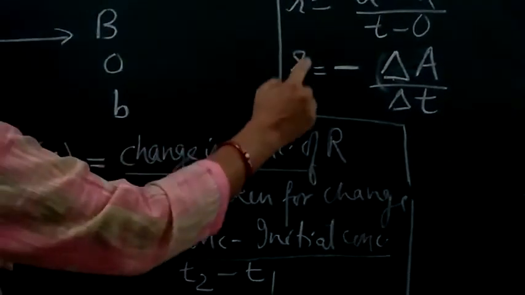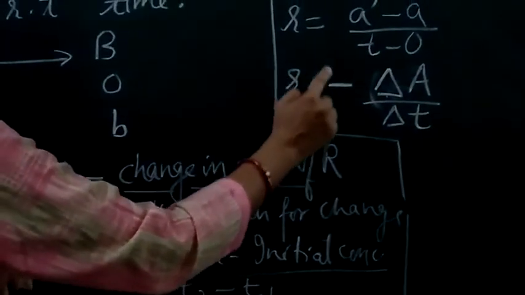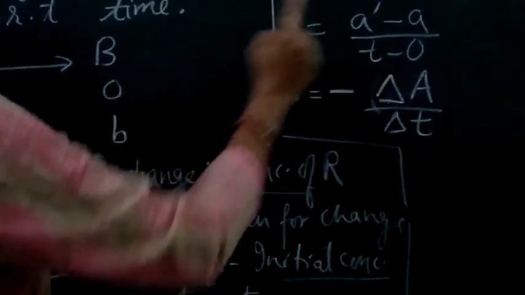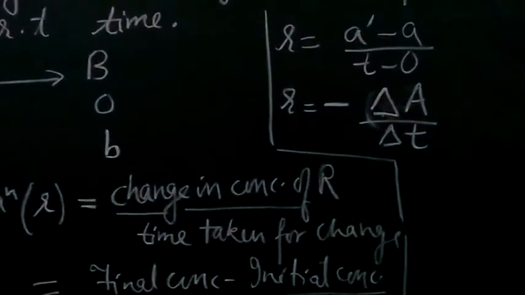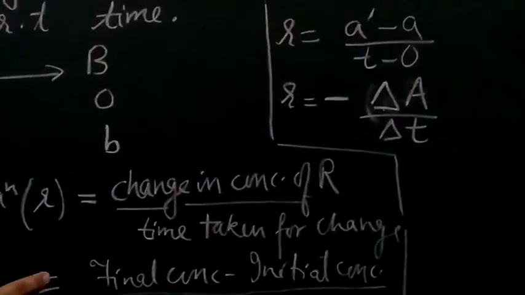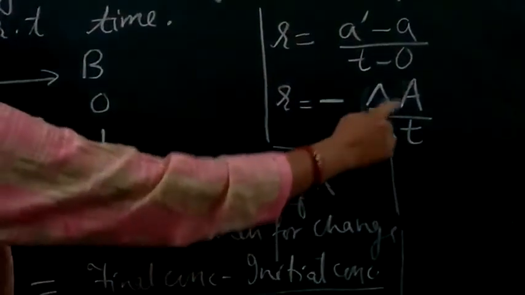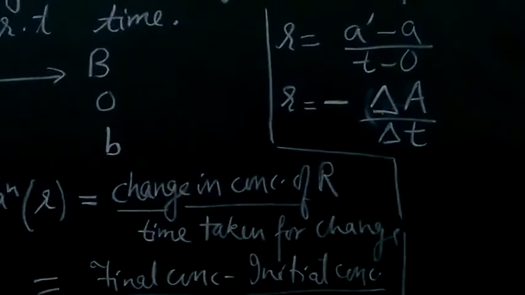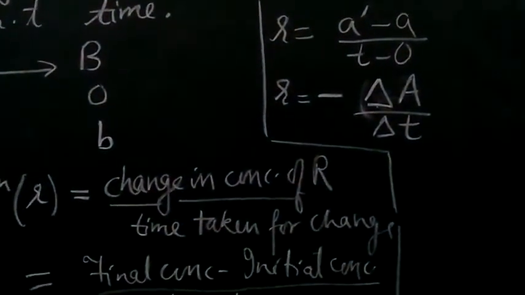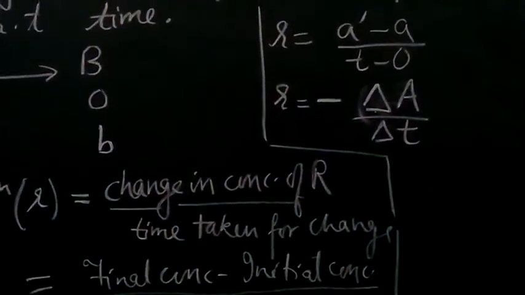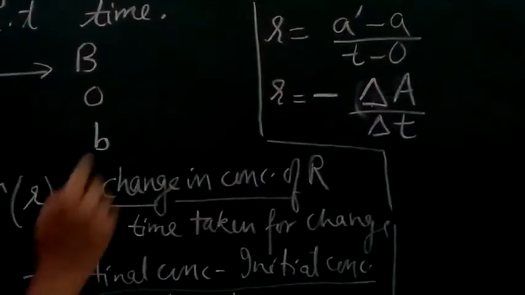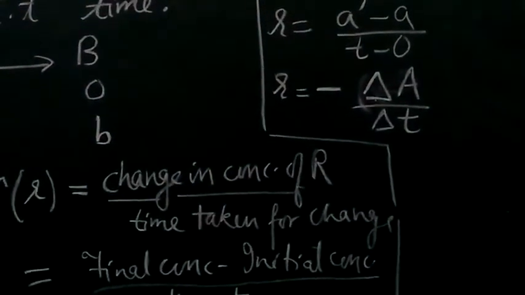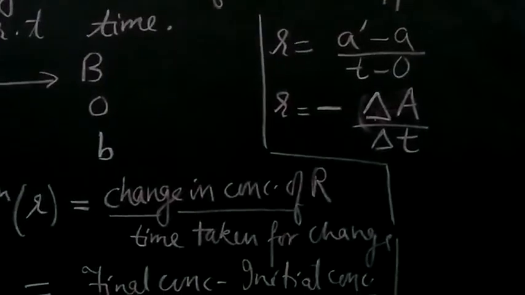So here, if the rate of the reaction is expressed in terms of reactant, the change in the concentration will be balanced by putting a minus here. And students, the minus sign is indicating the decrease in the concentration of the reactant, right? So students, here we have expressed the rate of the reaction in terms of the reactant, right.